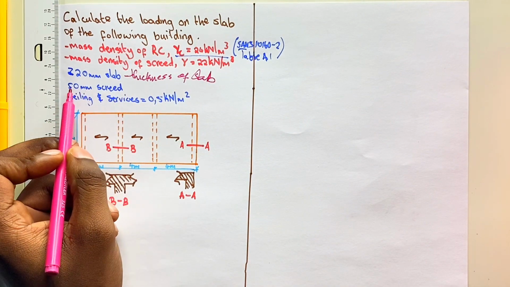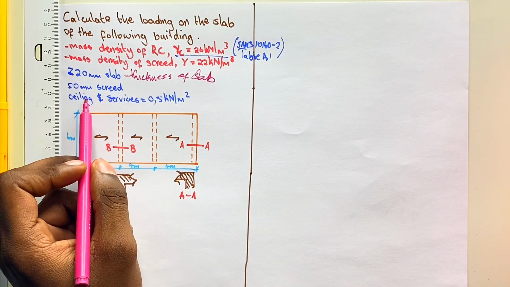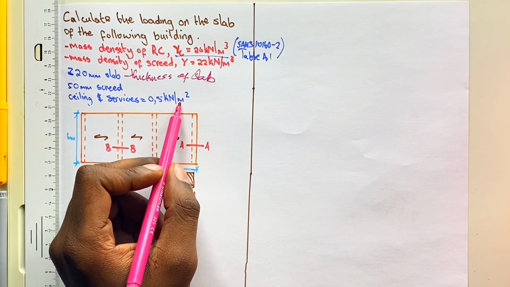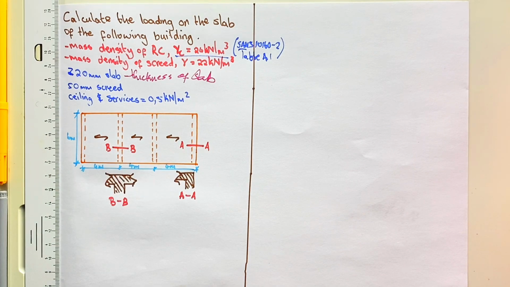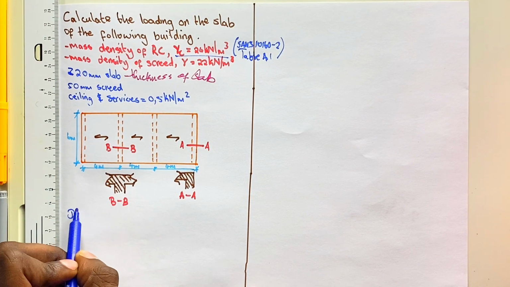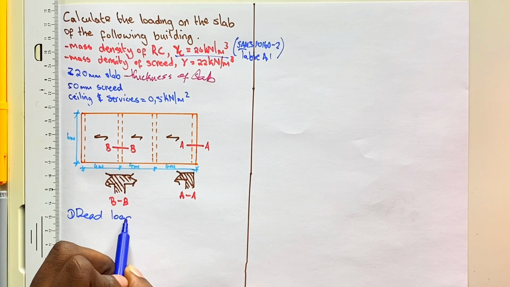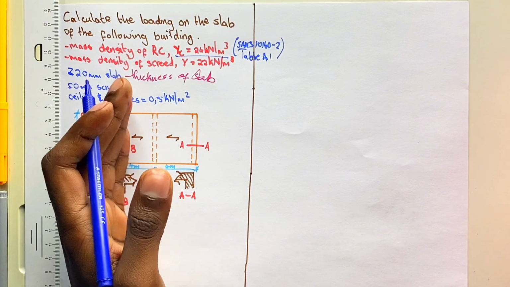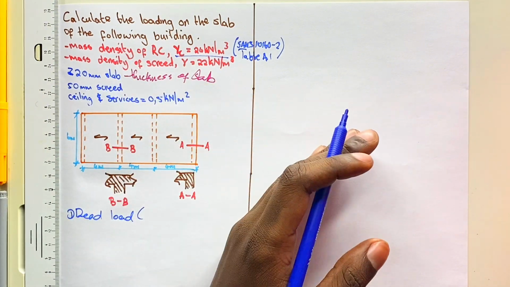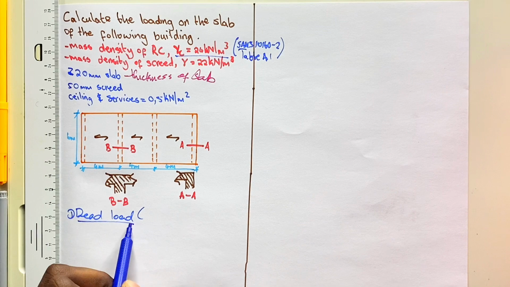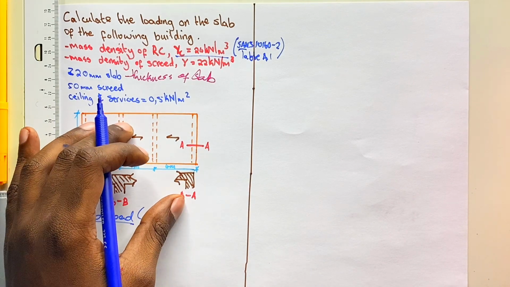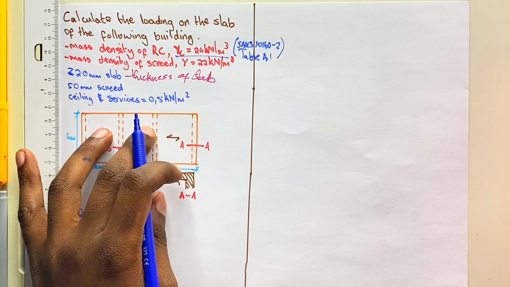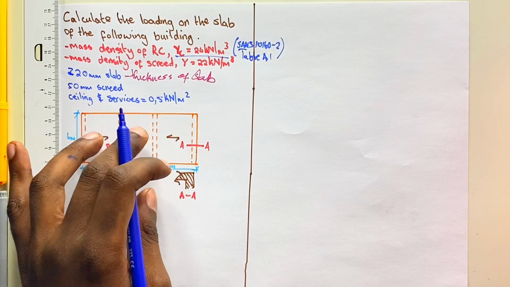The screed is 50 millimeters, and the ceiling and surfaces give you 0.5 kilonewtons per square meter. The first thing you're going to do is to calculate the dead load. Remember that you will have the dead load and you will also have the live load. The dead load is the permanent load, the static load that is unchanging, including the self-weight of the materials.